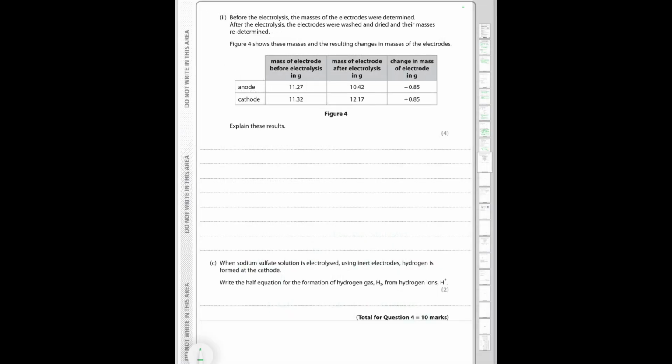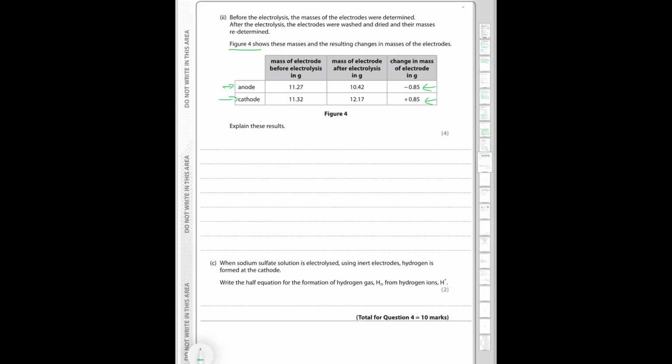Before the electrolysis, the masses of the electrodes were determined. After the electrolysis, the electrodes were washed, dried, and their masses redetermined. Figure 4 shows these masses and the resulting changes in the masses. So at the anode, we can see that we had a loss of 0.85 grams, and at the cathode, we had a gain of 0.85 grams. And we have to explain these results. So we can do this in two ways. We can do this in a wordy way, or we can do this as an equation.